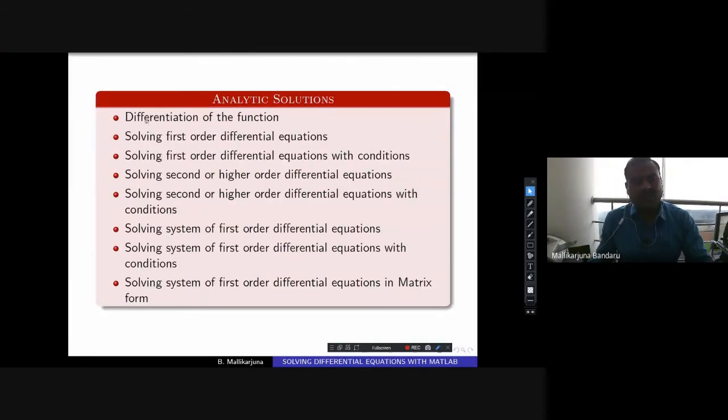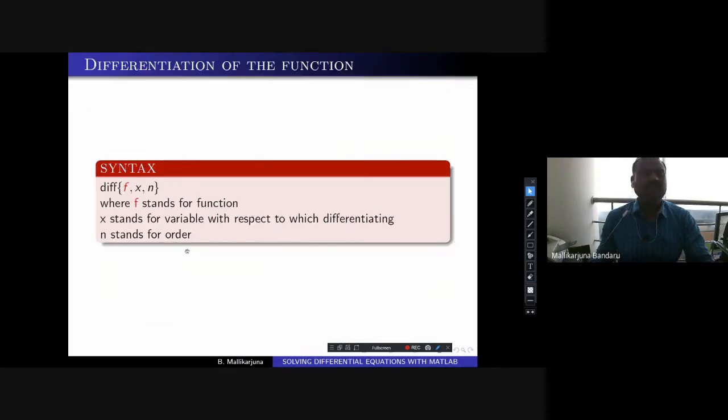So differentiation of functions, solving first order differential equations with conditions and without conditions. If the order is higher, with condition, without condition. In the first order, solving a system of equations with conditions and without conditions, the same in a matrix format. How do you find those? So see, this is the syntax actually.